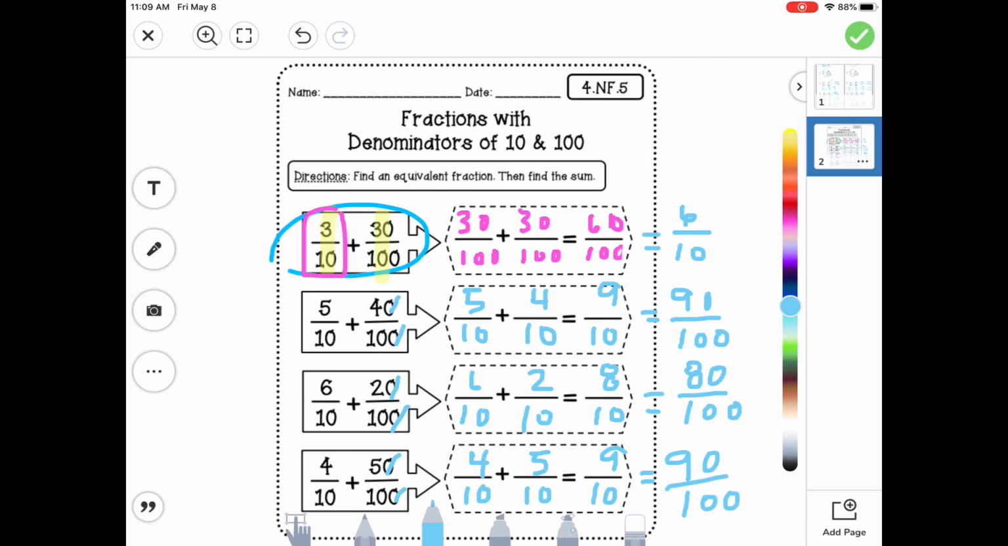I realized that was a little more challenging than what we had been working on, especially because in order to add these fractions together, you had to change them so they both had the same denominator to begin with.